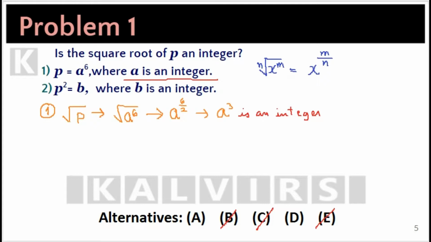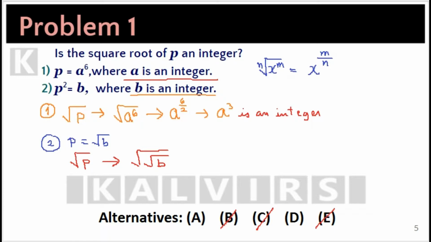Now, from statement 2 alone, P squared is B. Solving for P, P is the square root of B. Now, they say that B is an integer. Therefore, the square root of P must be the square root of the square root of B.